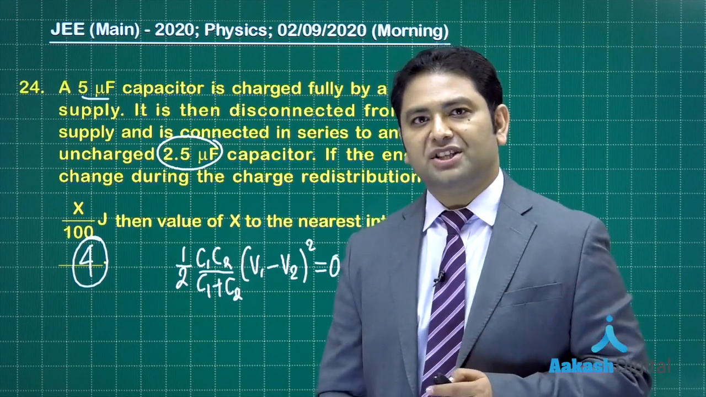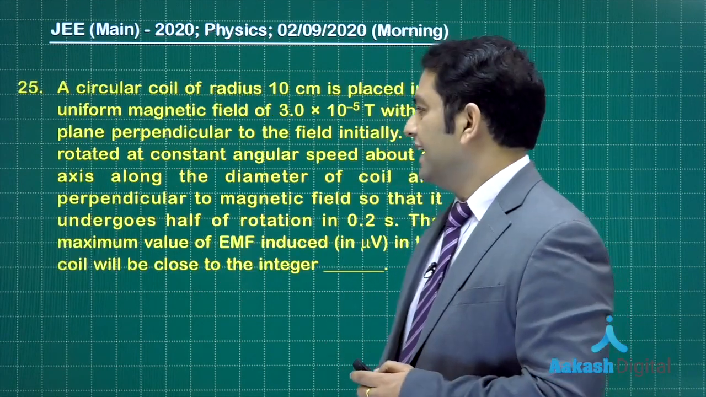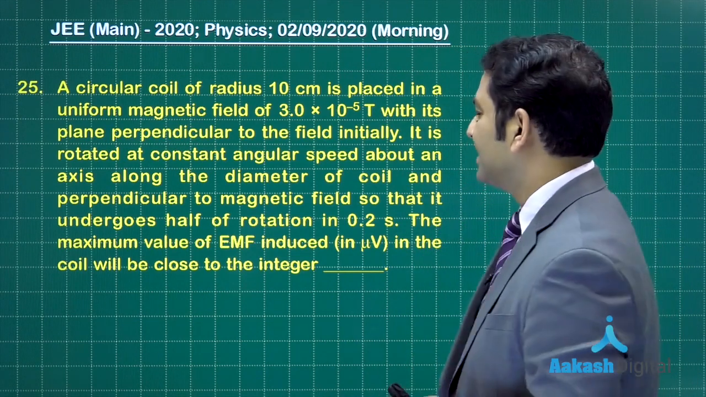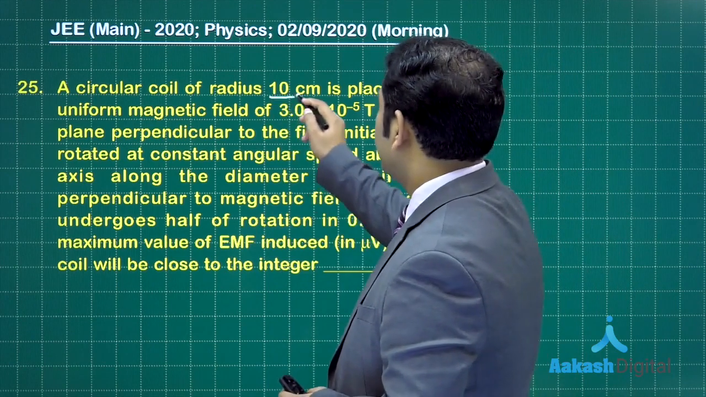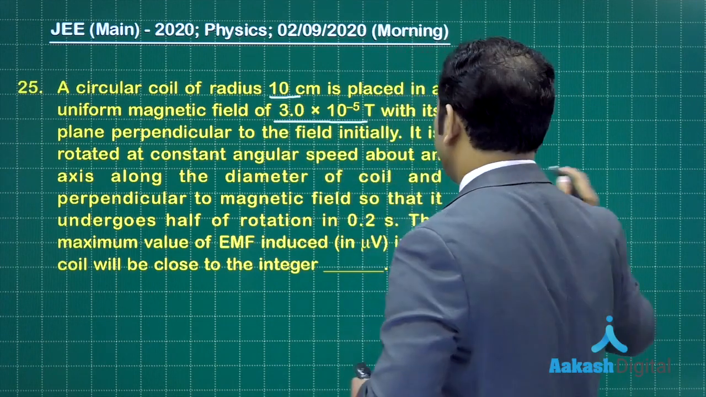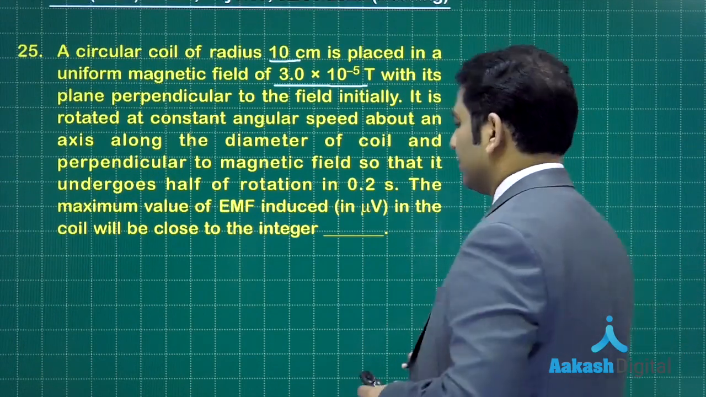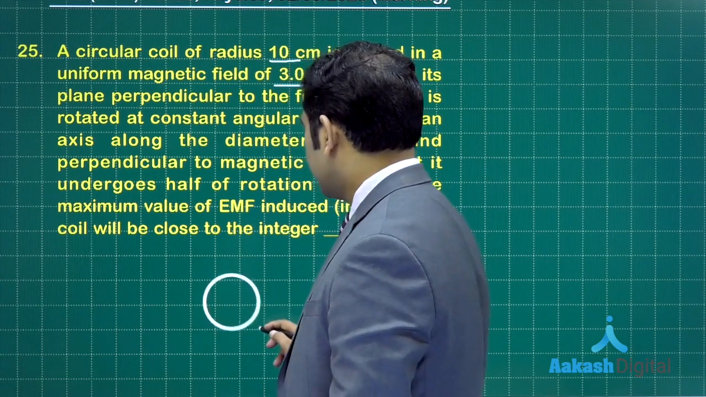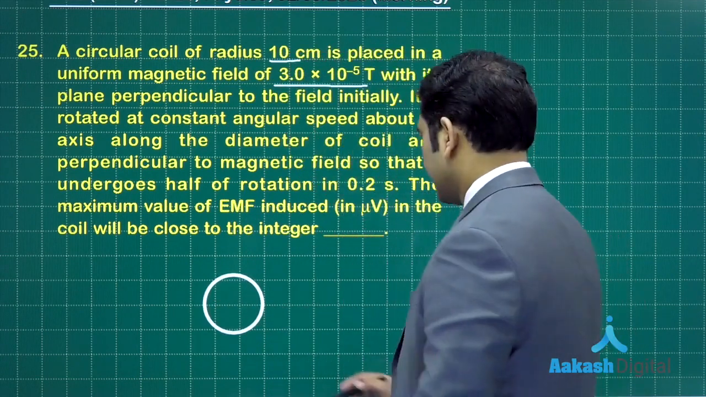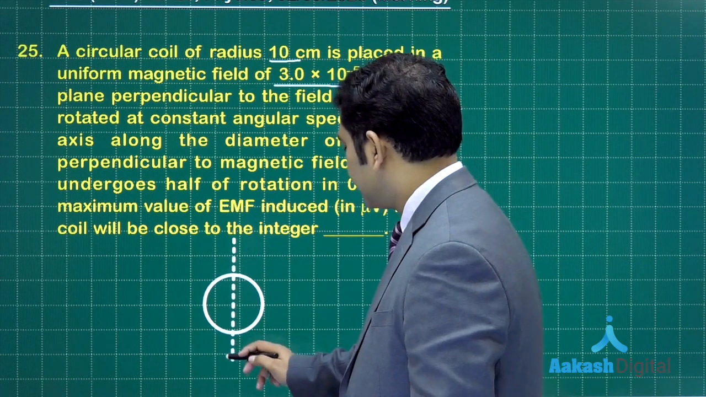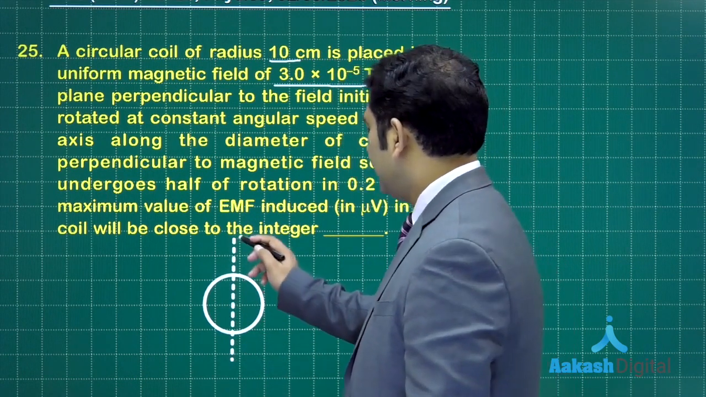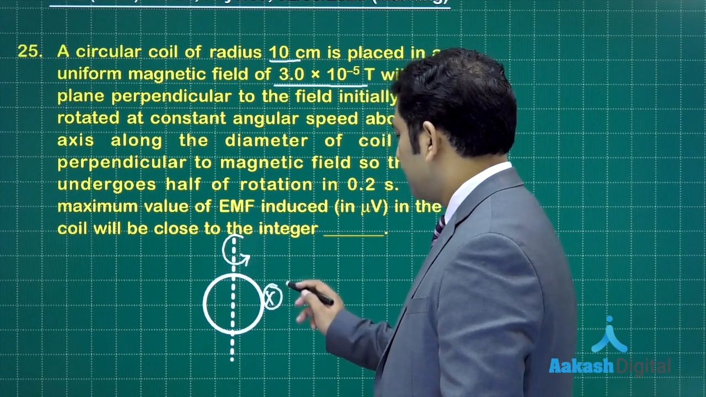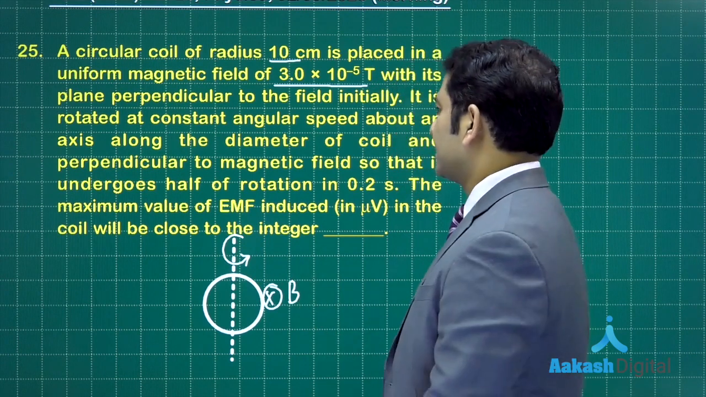Let's go for the final question, the 25th question. And the 25th question is from electromagnetic induction. Now what does it say? There is a circular coil, the radius has been given, it is kept in a magnetic field with its plane perpendicular to the field initially. So let's try to draw with a little bit of diagram, shall we? Okay, and here is that axis as per the question, and it rotates in this way. The magnetic field is perpendicular to the plane initially, so this is how we can represent.